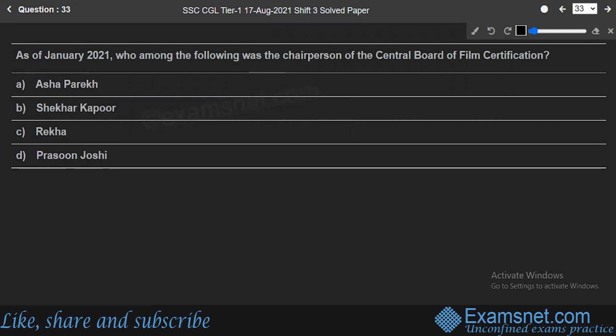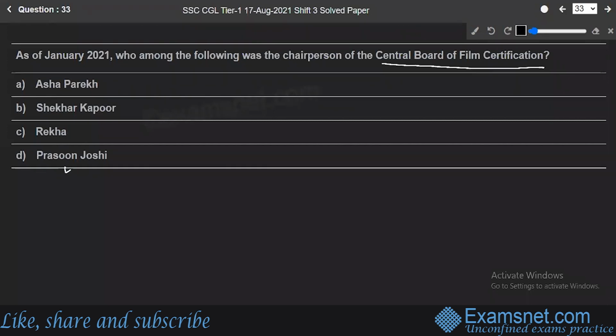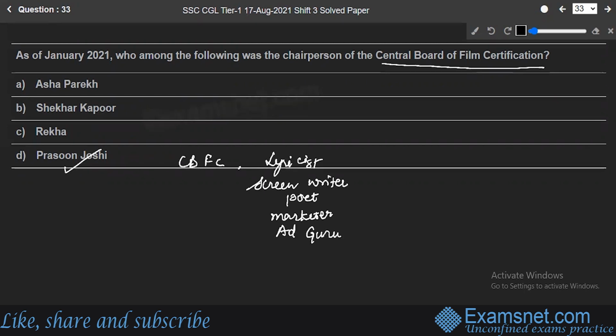As of January 2021, who among the following was chairperson of the Central Board of Film Certification? Is it Asha Parekh? Is it Shekhar Kapoor, Rekha, or Prasoon Joshi? Well, Prasoon Joshi is the chairperson of the Central Board of Film Certification, that is CBFC. He's an Indian lyricist, screenwriter, poet, marketer, as well as ad guru. The CBFC is a statutory film certification body in the Ministry of Information and Broadcasting of the Government of India. Option D, Prasoon Joshi, is the correct answer to our question.